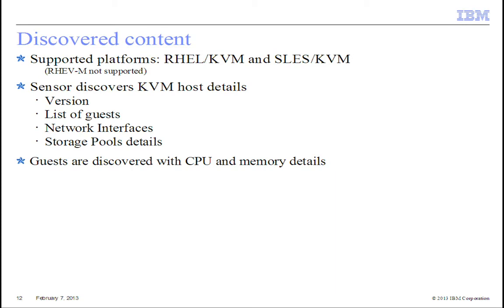KVM is discovered through libvirt library and it is supported on Red Hat and SUSE. Red Hat Enterprise Virtualization Manager is not supported for this sensor. Sensor discovers the following information for KVM host: version, list of hosting guests, network interfaces configuration, and storage pool details. For guests, we discover information about hardware assigned, that is memory size and number of CPUs.